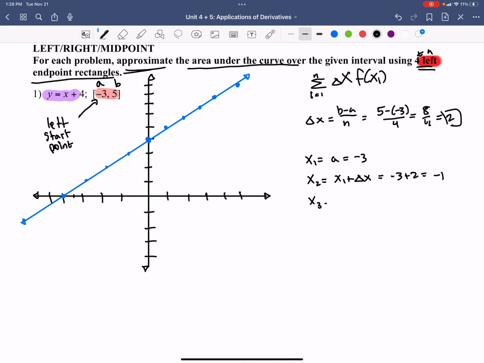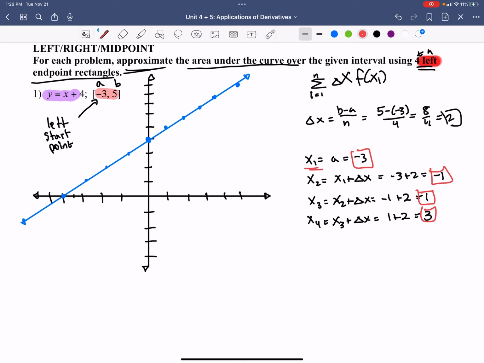You have x sub 3, which is x sub 2 plus delta x, which is -1 plus 2, which is 1. And then you're going to have x sub 4, which is x sub 3 plus delta x, which is equal to 1 plus 2, which is 3. Alright, we're not going to include the 5 because we're not going to use that for our sum, okay? So these are the x values where we're going to start, alright?